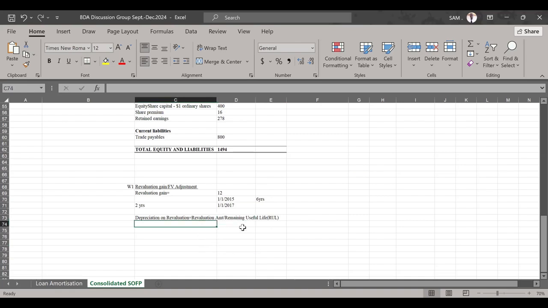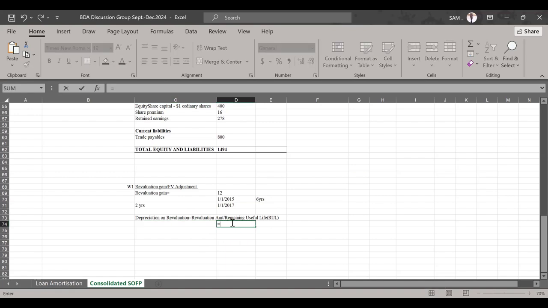Now, how do we get it? Very fast, now we go here and say, our revaluation amount was 12 million. I believe we all remember how we got it. Then we divide that by the remaining useful life. Now, this asset was bought on 1st of January 2015, and it was supposed to be depreciated for 6 years. But between the purchase and date of acquisition of this subsidiary, 2 years had elapsed. And I believe you know how we've gotten the 2 years. Now, what is the remaining useful life of this asset?